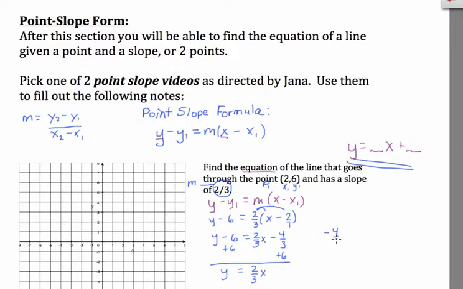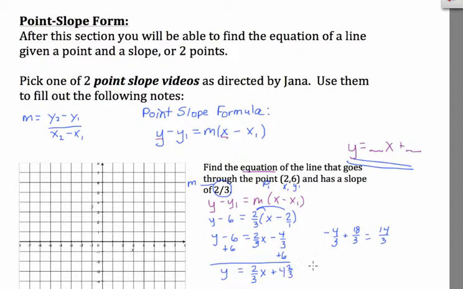-4/3. And then you need to make 6 into thirds also. So I'm going to make 6 into 18/3. Just get a common denominator. And then you add just your tops. So -4 plus 18 is 14. So that'll be plus 14/3, or plus 4 2/3.